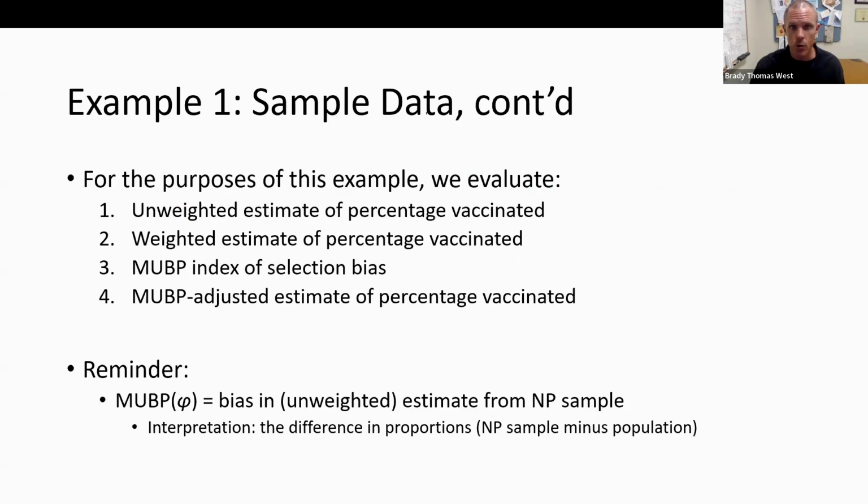Okay, so we're going to evaluate the unweighted estimate of the percentage vaccinated, the weighted estimate of the percentage vaccinated, the MUBP index of selection bias. Okay, what are the estimates of the selection bias in this proportion? And then the MUBP adjusted estimate of the percentage vaccinated. And remember that MUBP is just the bias in the unweighted estimate from your selected sample, from the non-probability sample, in this case being the household pulse survey.